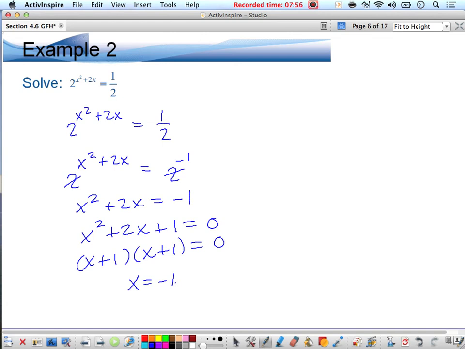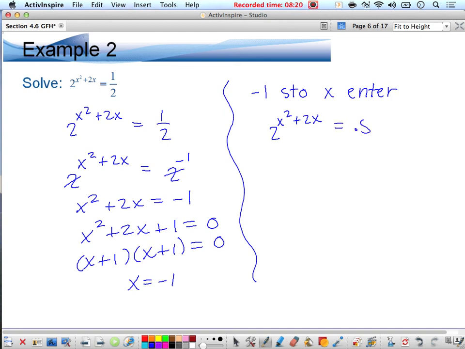So if we store negative 1 for X, go to your calculator, negative 1, store X, hit enter, type in the left side, 2 to the x squared plus 2x. So type that in and tell me what that equals. 0.5. So when we type that in, that equals 0.5, which is the same as 1/2. So sure enough, x equals negative 1 is our answer. It turned out to be a double root. We only got one answer after all.